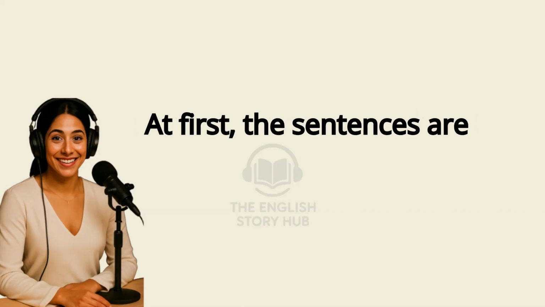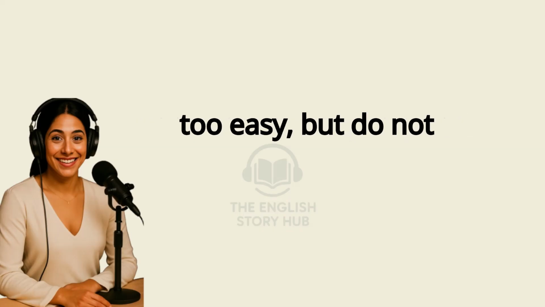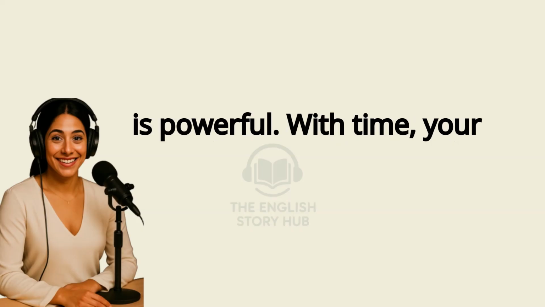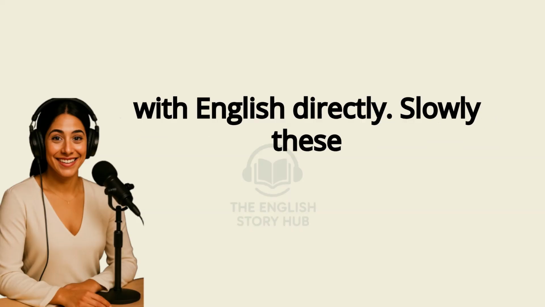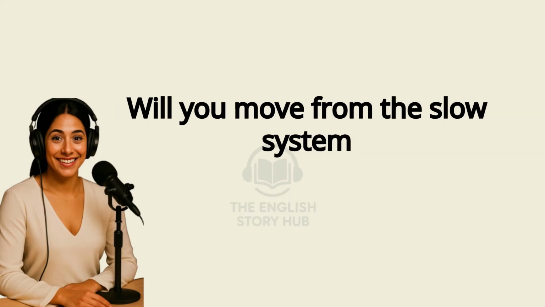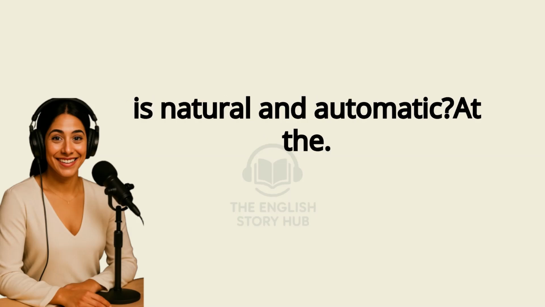At first, the sentences are very simple. They may feel too easy, but do not worry. Easy is good. Easy is powerful. With time, your brain learns to connect actions with English directly. Slowly, these sentences become automatic. This is how you move from the slow system to the fast system, the one that is natural and automatic.